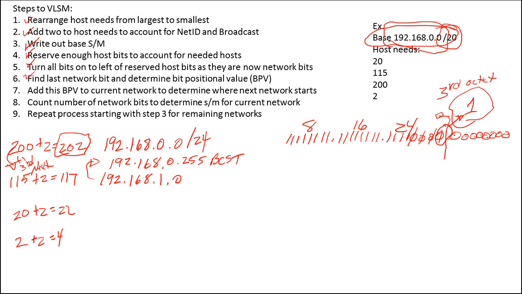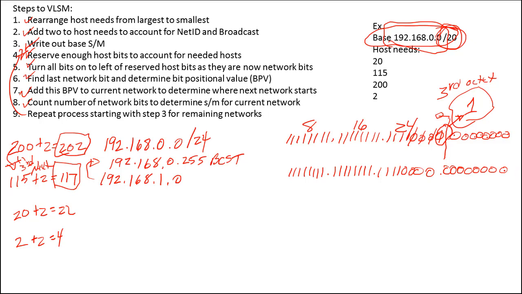Now we've done all of those steps, and we want to repeat the process starting at step 3. So for this next network, we write back out our base of 20. 1, 2, 3, 4, 5, 6, 7, 8, 9, 10, 11, 12, 13, 14, 15, 16, 17, 18, 19, 20, 21, 22, 23, 24, 25, 26, 27, 28, 29, 30, 31, 32. This time we're reserving for 117.